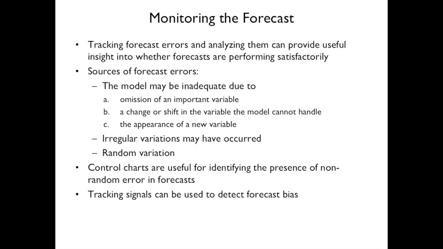Control charts are really useful for identifying non-random error in forecasts. We're going to go into detail on control charts in a future chapter, but control charts are useful for forecasts. And if you track the errors, you can use it to detect a bias. If you watch your forecast and your forecast is consistently 2% low, maybe you just want to add 2% to your forecast to get it more accurate.